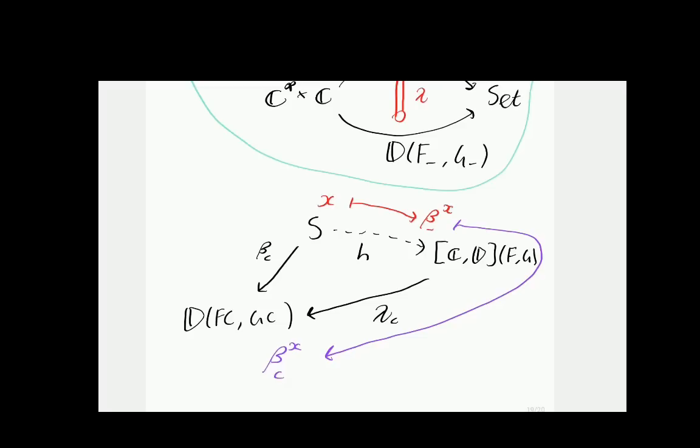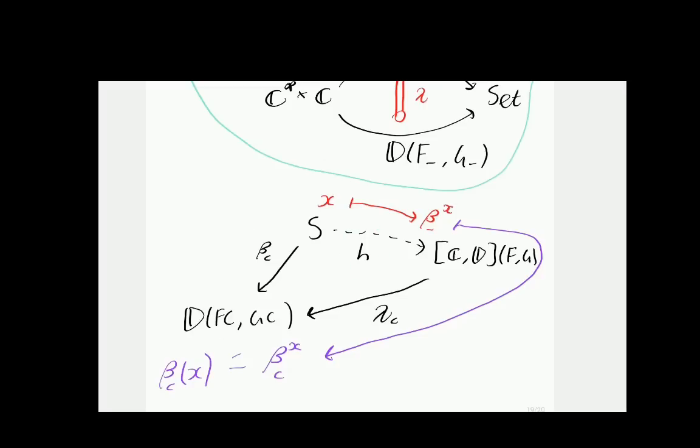And now we can see that this kind of triangle is going to commute, right? Because we take our x, we extract the beta suggested natural transformation, and then this lambda here just gives us the cth component of that. And of course, that's going to be the same thing as beta c of x, because I defined things like that. So we can see that this triangle commutes here. We can also see that this h is going to be unique.